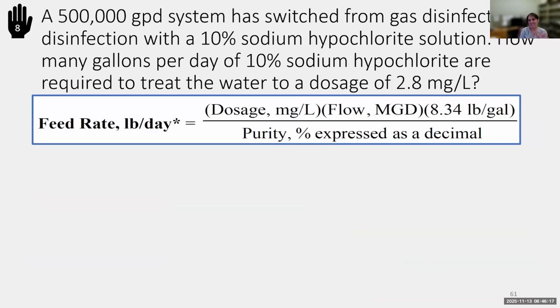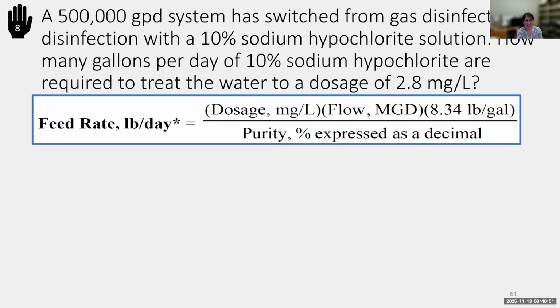All right, so let's move on and do another equation. So we are told that a 500,000 gallon per day system has switched from gas disinfection to disinfection with a 10% sodium hypochlorite solution. How many gallons per day of 10% sodium hypochlorite are required to treat the water to a dosage of 2.8 milligrams per liter? Okay, and we have our feed rate equation.